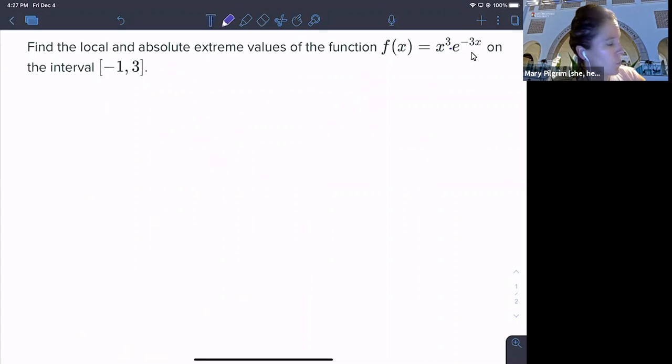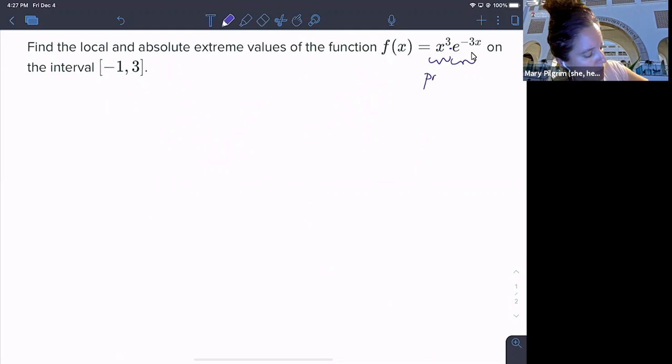All right, we're going to work this question where we need to find the local and absolute extreme values of the function f of x equal to x cubed times e to the negative 3x on the interval from -1 to 3. We need to find critical values, so that means we need to find the first derivative of this function, which is going to involve the product rule because we've got these two things being multiplied together.